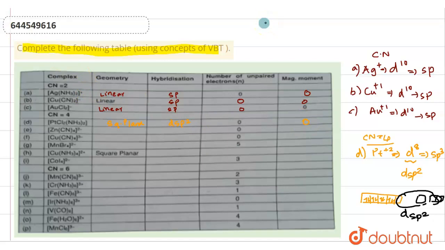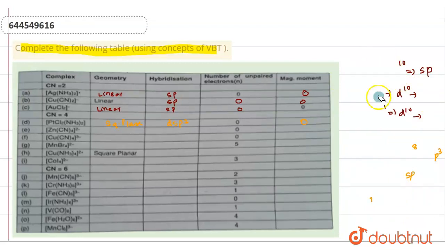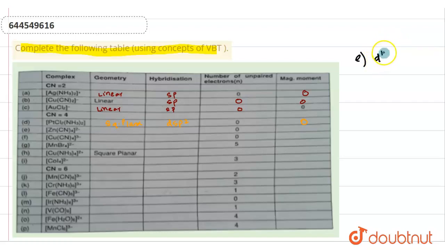Then let's take the next structure. I will just erase these parts so that I can draw it here itself. So, yes, one minute. Yeah, the next structure, E, is [Zn(CN)4] 2 minus. It will be a d10 system, Zn 2 plus.